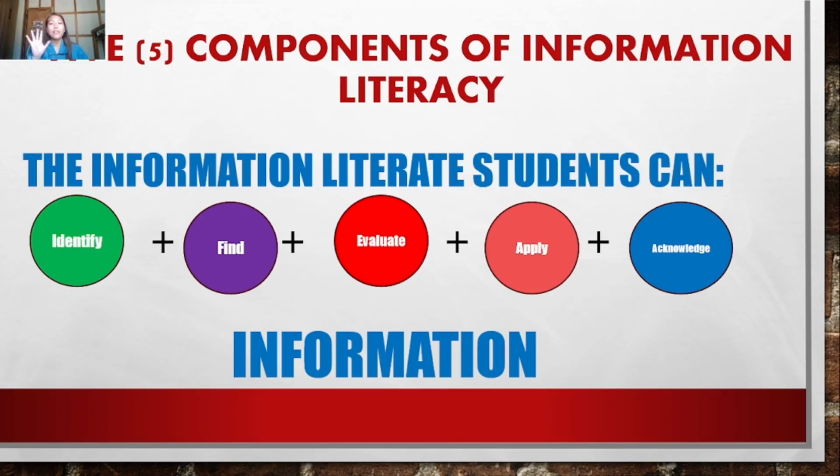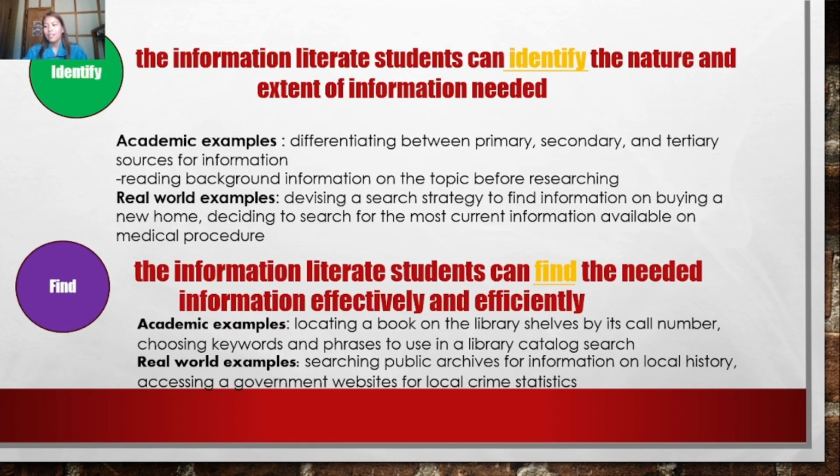Here are the five components of information literacy. The information literate student can identify, find, evaluate, apply, and acknowledge information. First, we have identify. The information literate student can identify the nature and extent of information needed.